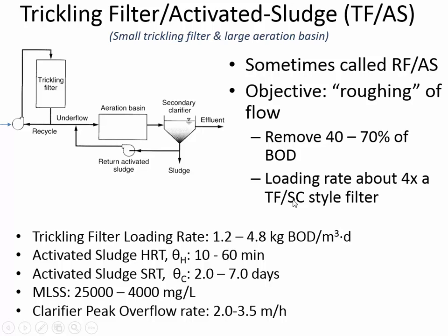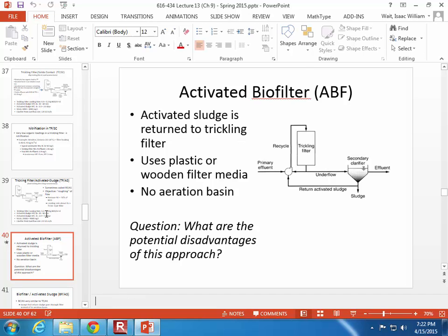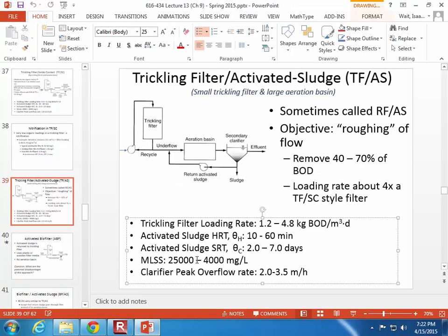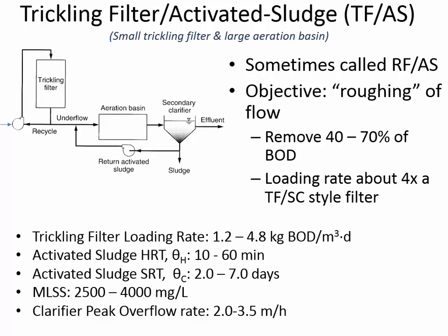So activated sludge is the emphasis in a trickling filter activated sludge. They should call it activated sludge trickling filter rather than the other way around, since it's the activated sludge that's so important here. That's a misprint. It's not 25,000, it's 2,500. 2,500 to 4,000 for the mixed liquor suspended solids inside the aeration basin. And then a more typical activated sludge solids retention time between 2 to 7 days.